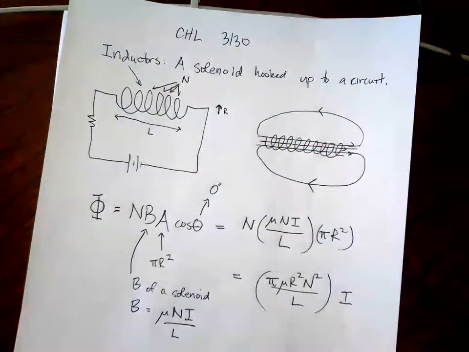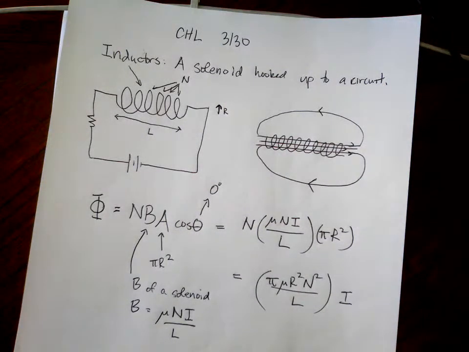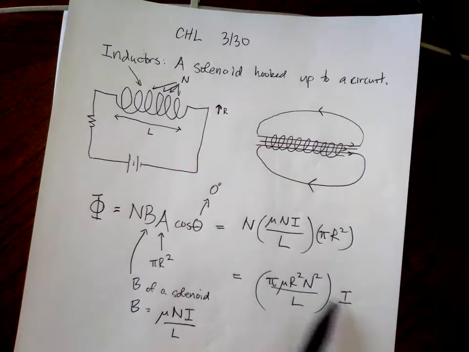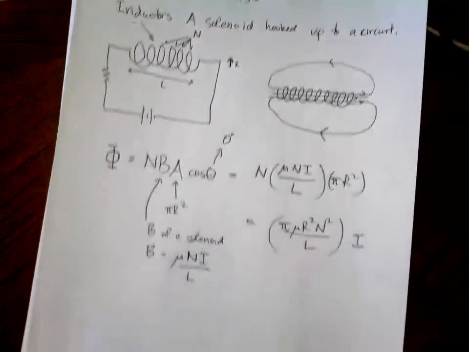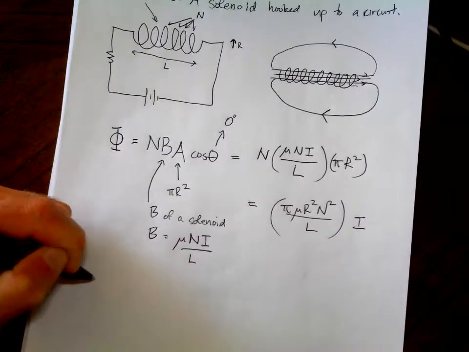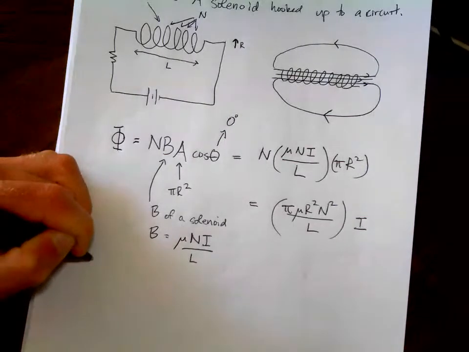So why am I writing it like that? The reason I'm writing it like that with I separate is really the only thing that changes for the solenoid while it's in a circuit is the current flowing through it. So all these things in parentheses are constants. They're fixed. Once you build the solenoid, all of those things are fixed. The current is going to be changing though. So now we're going to go to Faraday's law of induction.